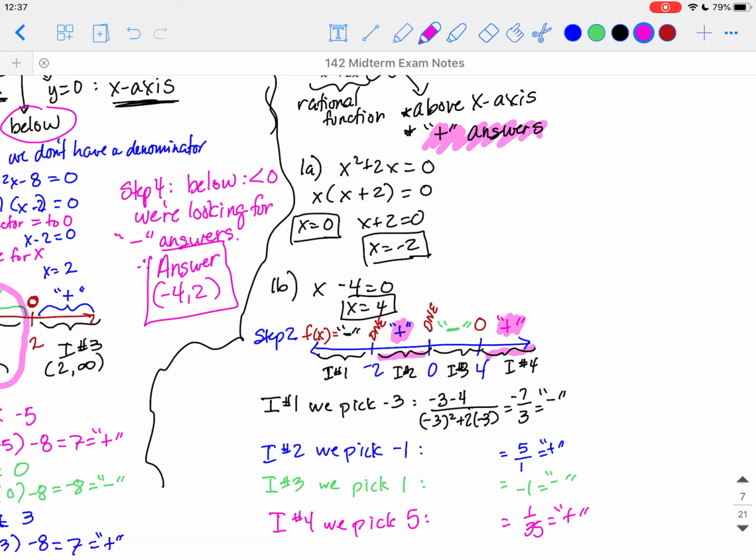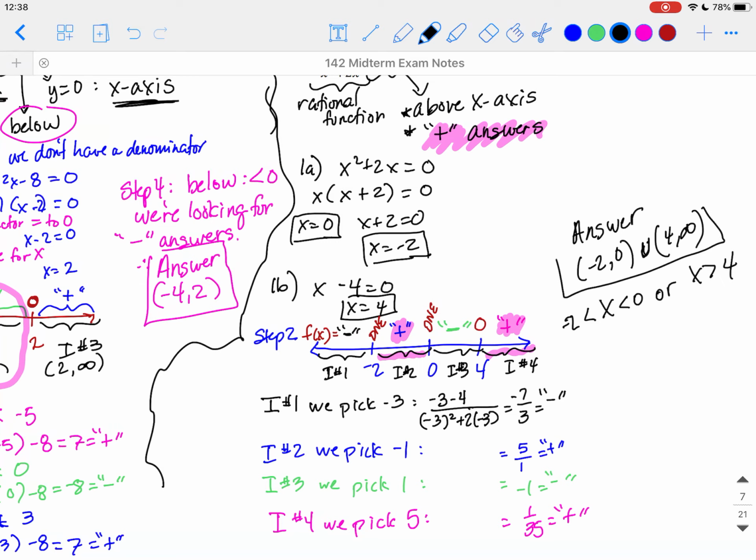So let me write them down. Our answer is going to be, in interval notation, from negative 2 to 0, union 4 to infinity. In set builder notation, we would say that x is less than 0 and greater than negative 2, or x is greater than 4. So there's that answer, and there's that answer. And you can check it with your graphing calculator.